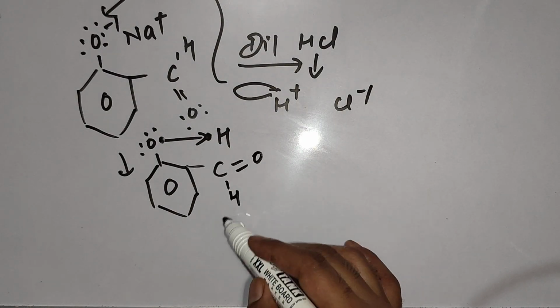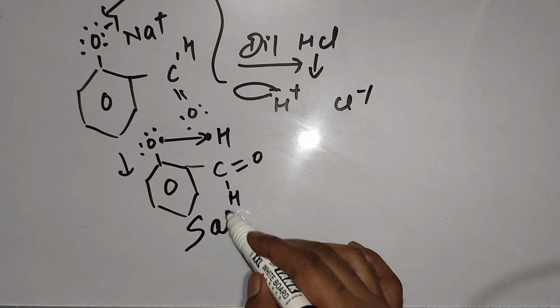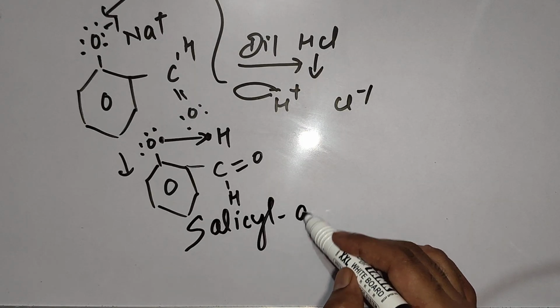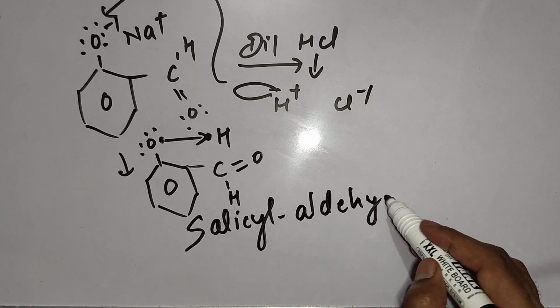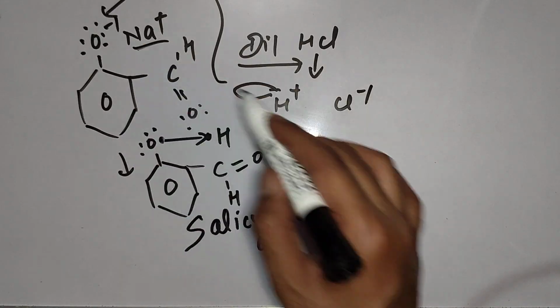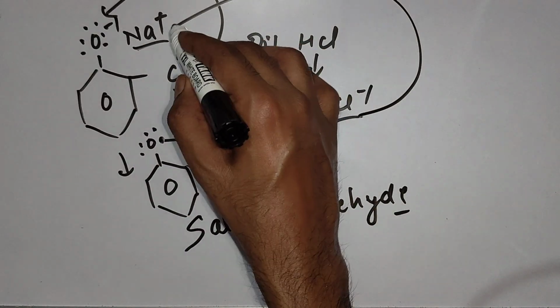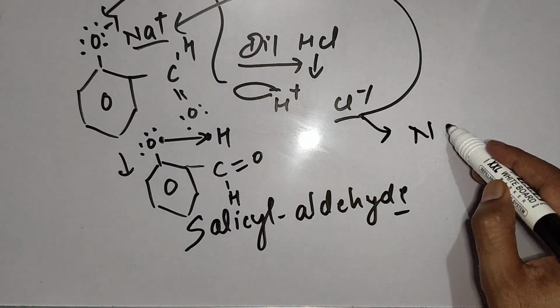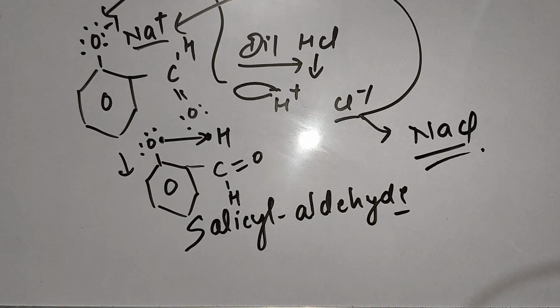CHO group as it is. The compound generated is known as salicylaldehyde. And here Na positive, Cl negative will combine with each other. NaCl will be generated as a side product. That's it. This is the end of the mechanism of the first type of Reimer-Tiemann reaction.